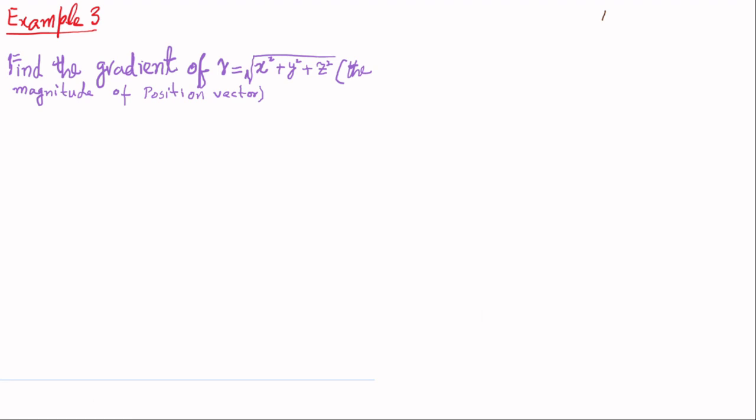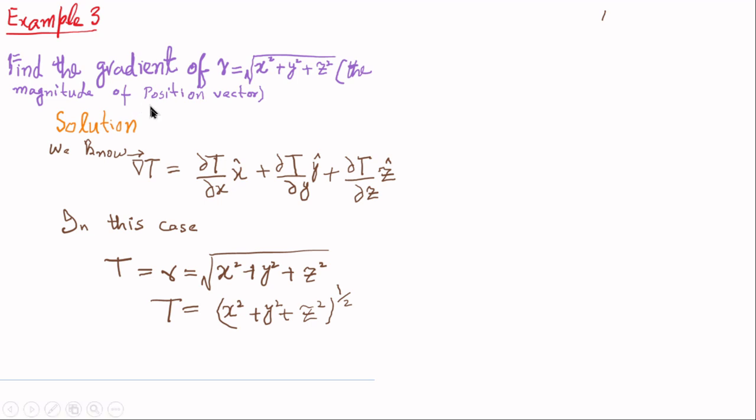Now we discuss example 3. Find the gradient of r equal to the square root of x square plus y square plus z square. This is the magnitude of the position vector. We are going to find the gradient of r. Solution. We know the definition of del T is equal to partial T over partial x into x cap plus partial T over partial y into y cap plus partial T over partial z into z cap.